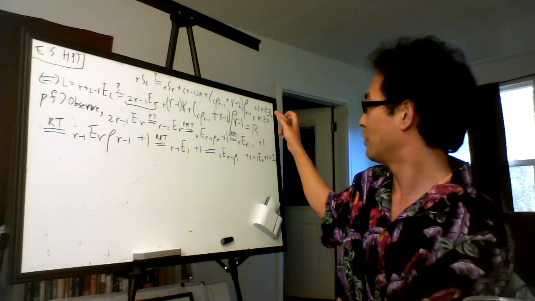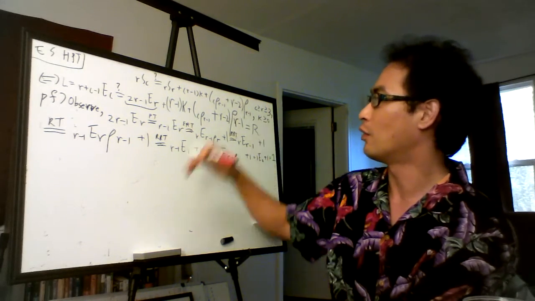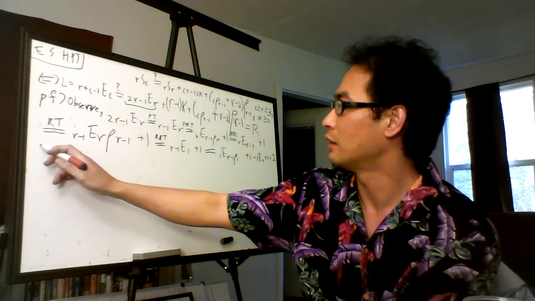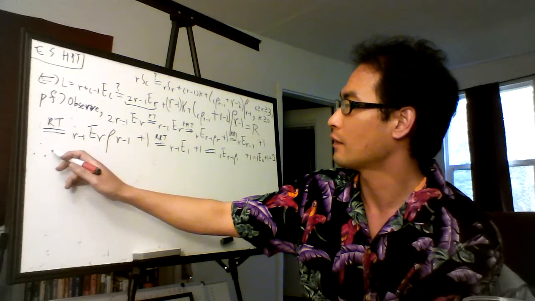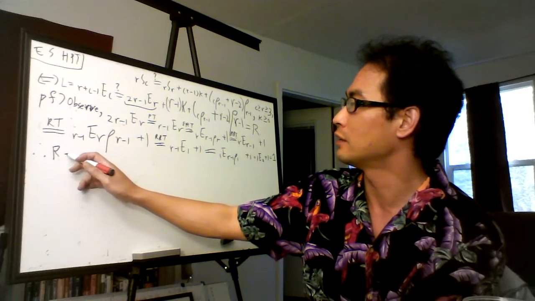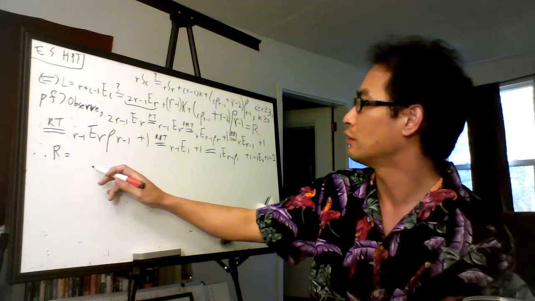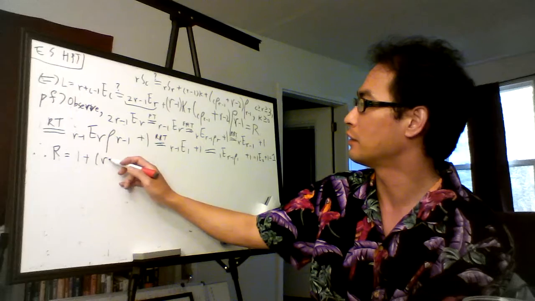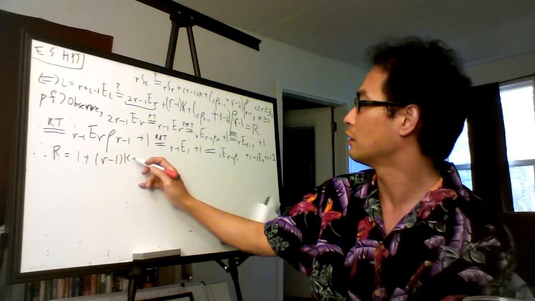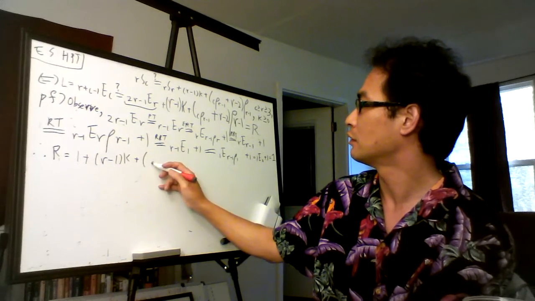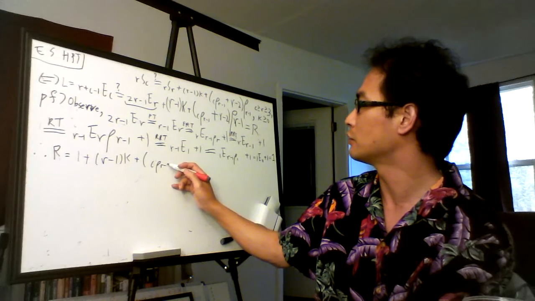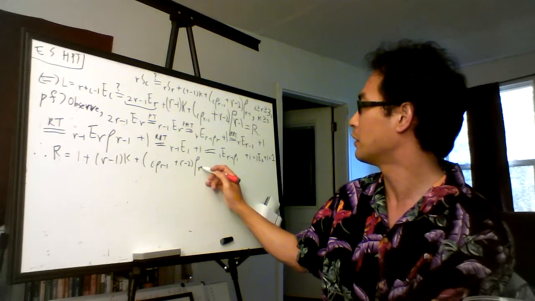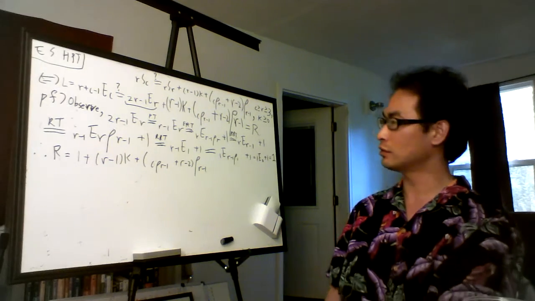When R is 3 and more, then the right hand side is equal to 1 plus R minus 1 k plus 0 R minus 1 plus R minus 2 rho R minus 1. Okay, so that's the right hand side.